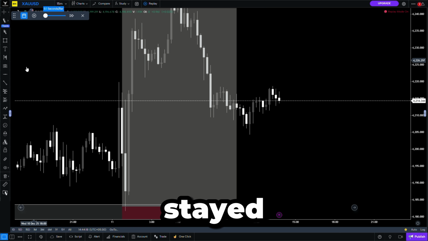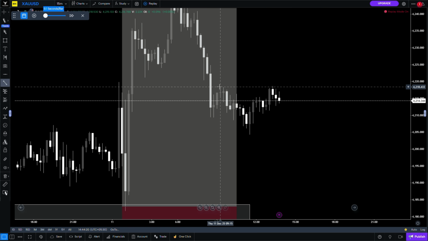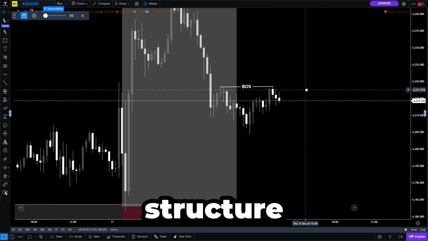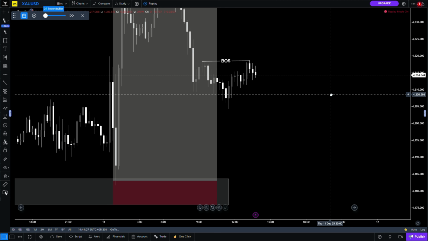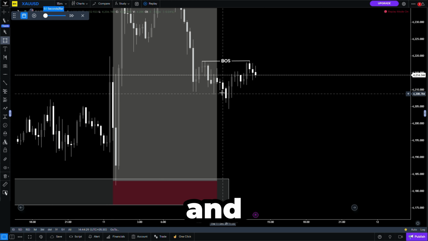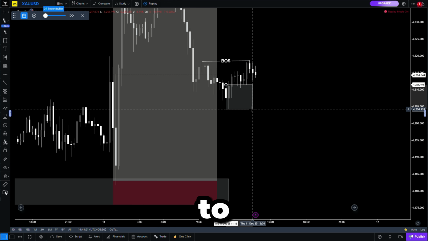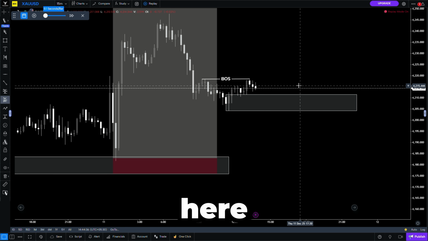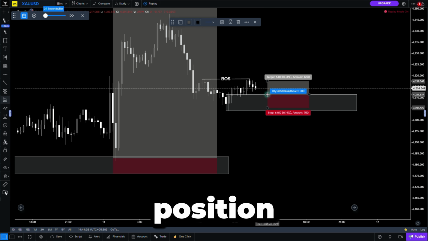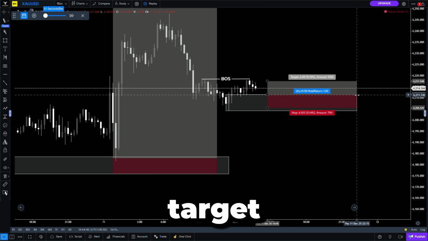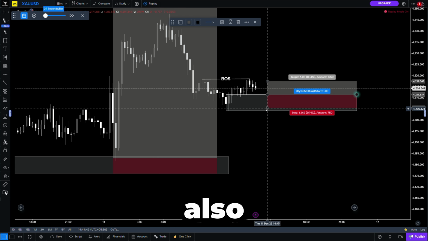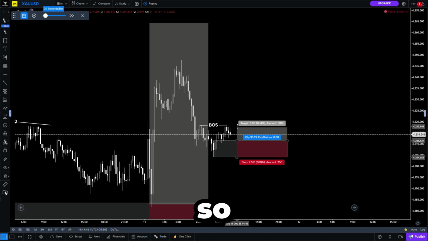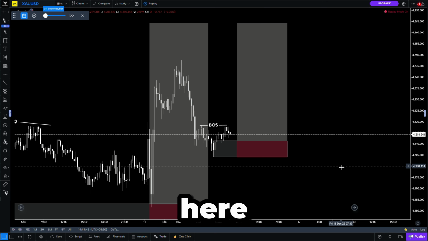In the next trade, here is the breakout structure to the upside, and we have a demand zone here. We can plan a buy position here, and our target is the same as that trade. So we can target it here.